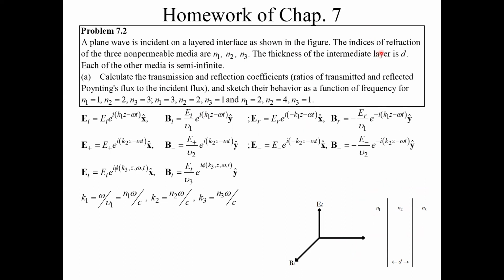The indices of refraction of the three non-permeable media are N1, N2, and N3. The thickness of the intermediate layer is D. This one is D. And each of the other media is semi-infinite.